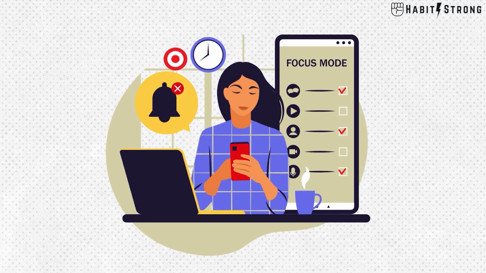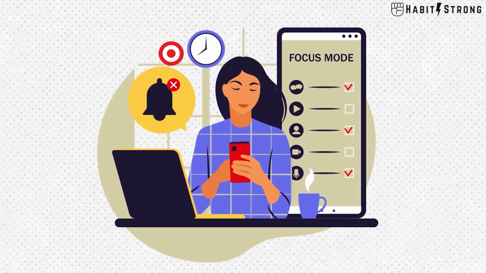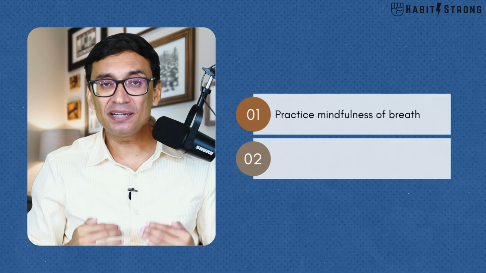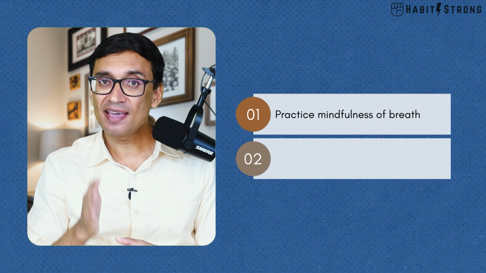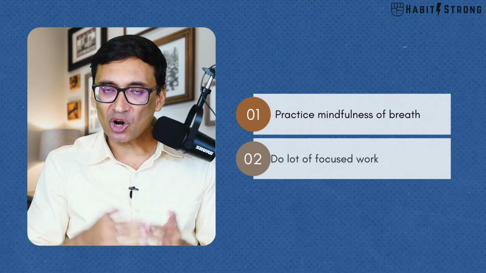So the surprising thing here is that if you want to improve your focus, you have to consciously do some kind of focused work, and when your mind drifts off, you have to bring it back and repeat that process hundreds and thousands of times. This is exactly what you do in meditation. So if you want to improve your focus, try both these things. Number one, build the practice of meditation. Specifically, I would recommend mindfulness of breath. And second, do a lot of focused work.